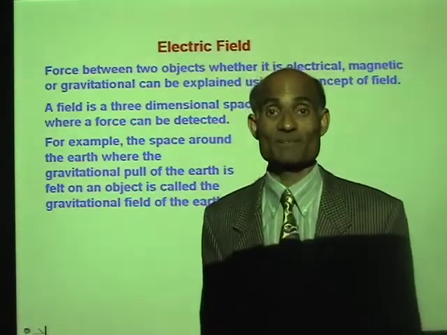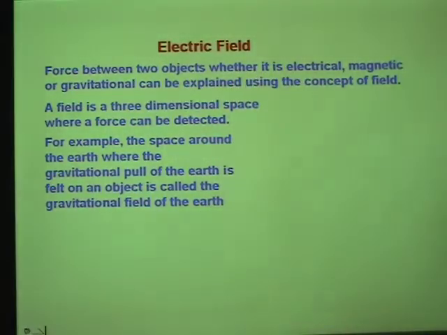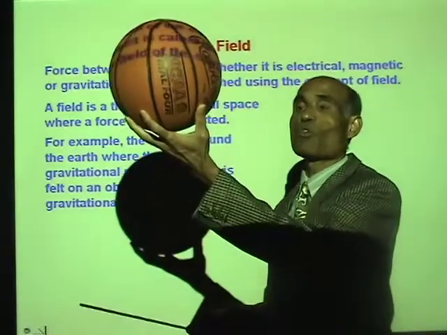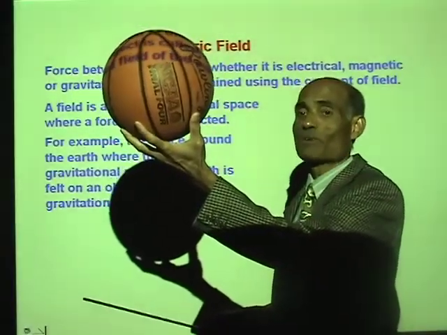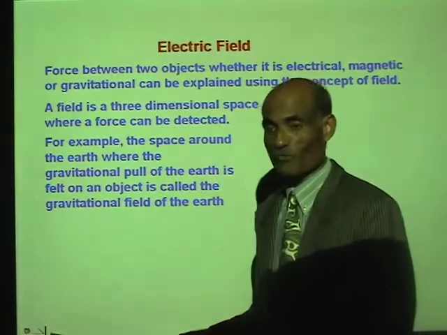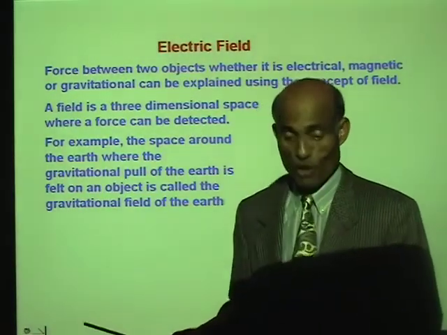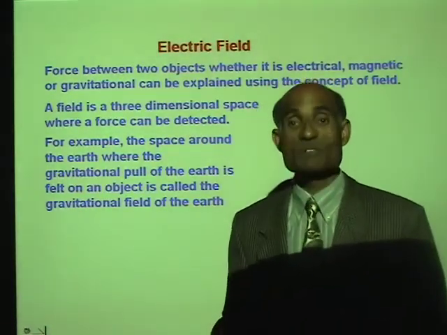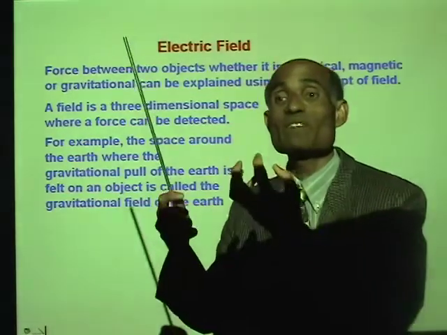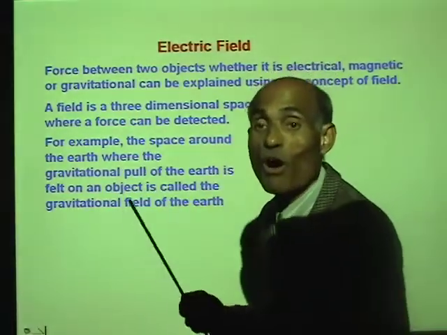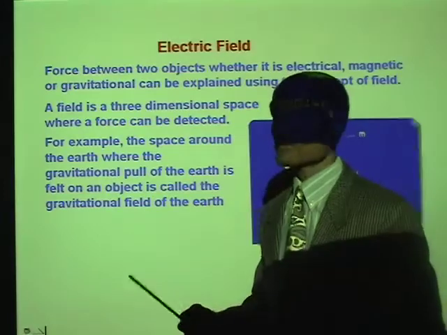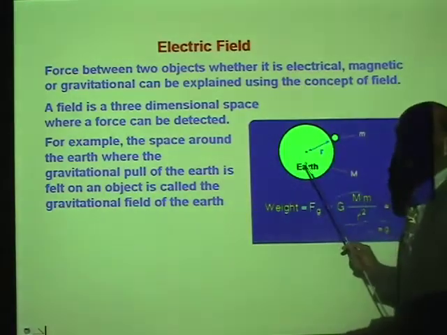field of the Earth. Now tell me, why does this basketball fall when I drop it? What's the reason for it? It falls because the basketball is placed in the gravitational field of the Earth. Now you have seen this.